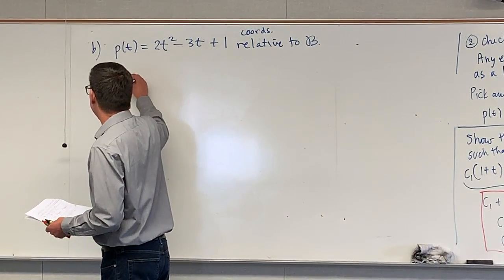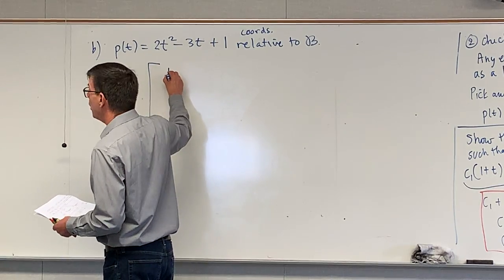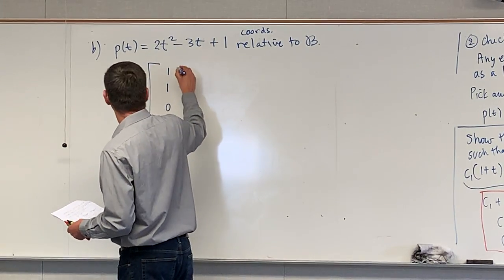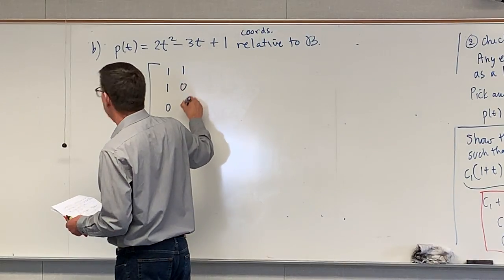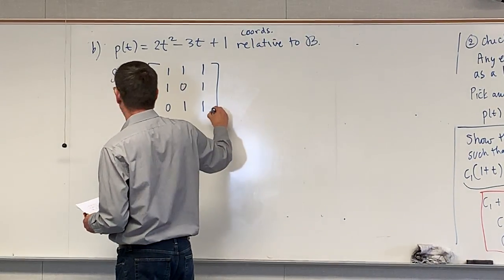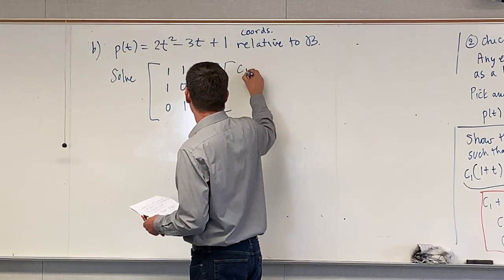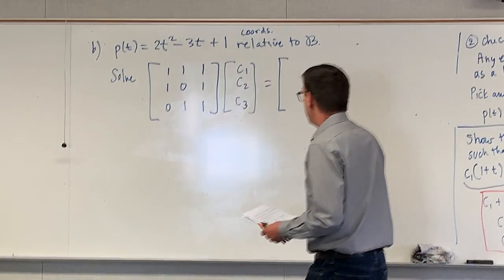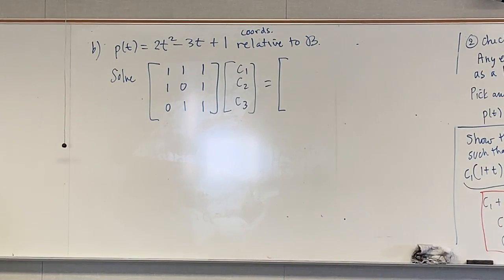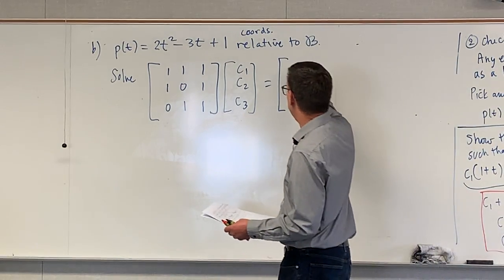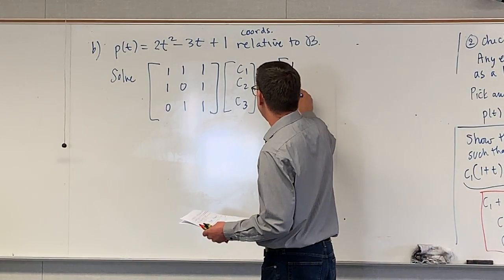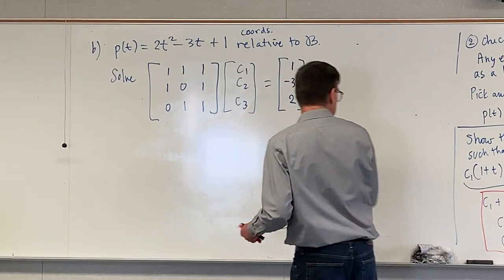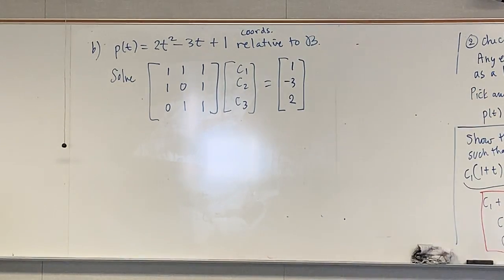I hope you see we could just solve 1, 1, 0, 1, 0, 1, 1, 1, 1. I'm copying down that matrix. C1, C2, C3 equals, now which way? A was my constant term. So I actually have to put the 1 first, the -3 second, the 2 third. From the way I set this up, right? A was the constant, B was the t, right?